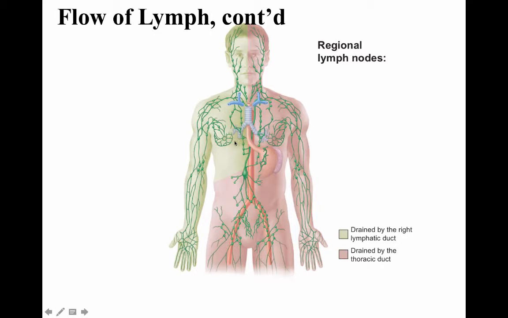We see regional lymph nodes, just meaning that these nodes drain the region that they're within. Again, we're in that right and left portion of the body discussion. So if we're on the right side, we're drained by the lymphatic duct. If we're on the left side, we're drained by the thoracic duct. The cervical nodes, a lot of times these can be palpated in the neck. If they're swollen, that could indicate that we're fighting some kind of infection or disease process.